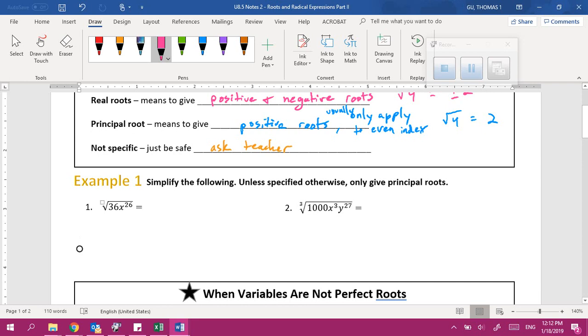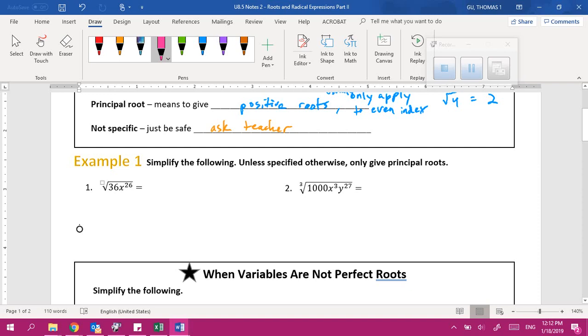So number 1, what is the principal root of the square root of 36x to the 26? 6, right? Because 6 times 6 is 36. That's right. And then x to the 13. How did you get 13? Divided by 2? Where's the 2? I don't see a 2. Put the 2 on the left.